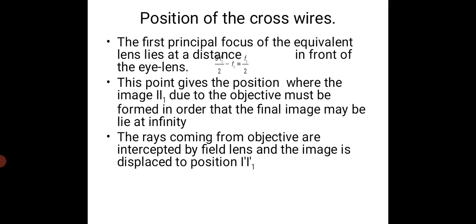This point gives the position where the image I' due to the objective must be formed in order that the final image may lie at infinity. The rays coming from the objective are intercepted by the field lens and the image is displaced to position I1'.